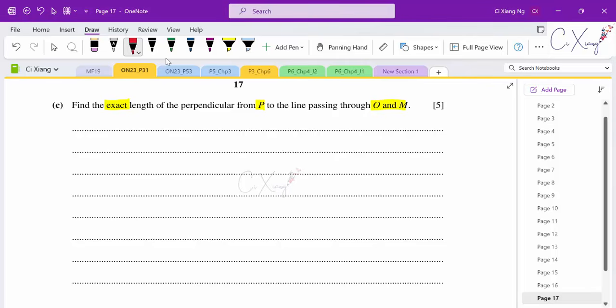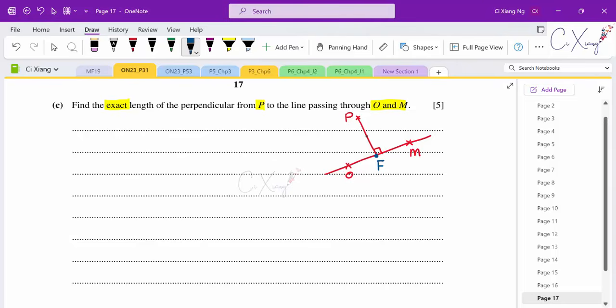As an example, if I want to draw in a simple way, I have a line that passes through O and also through M. Then P is maybe somewhere here. They actually want us to find the perpendicular distance between P and the line OM. To make the calculation easier, I will make this point F, the foot of perpendicular. So for this question, I am interested to find the distance PF.